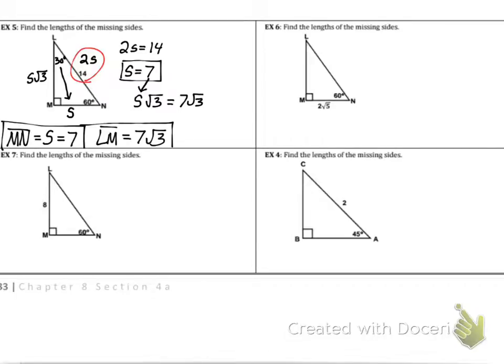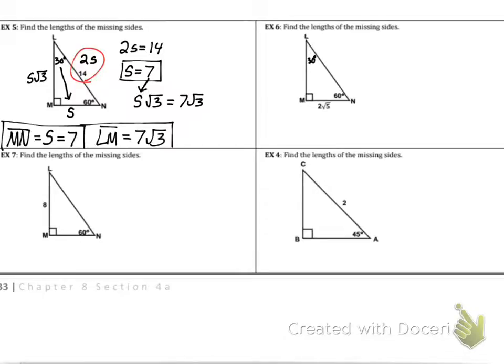So every one of these boils down to the exact same process. Decide if it's 60-30, 45-45. Write these variables down. Figure out which side's already given to you and set that side equal to that number and solve for the variable. All right, in this case it's S. All right, if I'm doing this one, once again I have a 60 and 90, which means my missing one is 30 degrees.